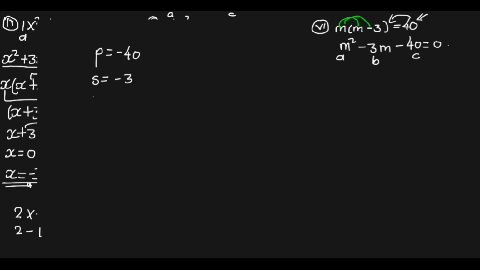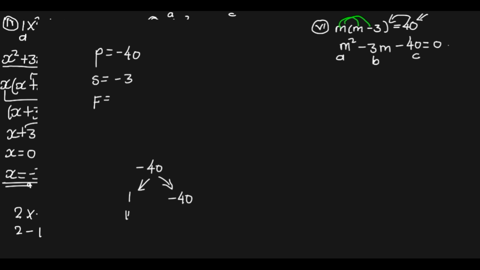Then for the factors, we need to look at the two numbers that we can multiply to give us negative 40. So let's use the same method. The first number we try, 1 into negative 40 is negative 40. We can see that we cannot get the sum by adding. If we add 1 plus negative 40, we are going to have negative 39. So we are unable to get this one.